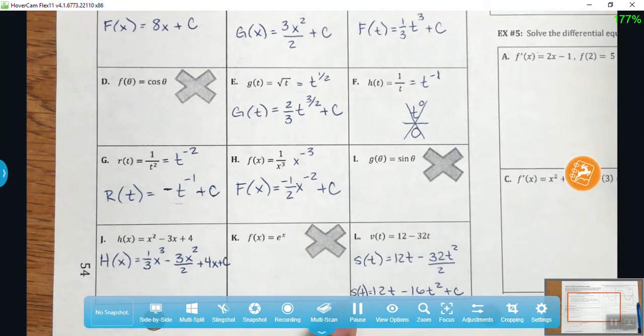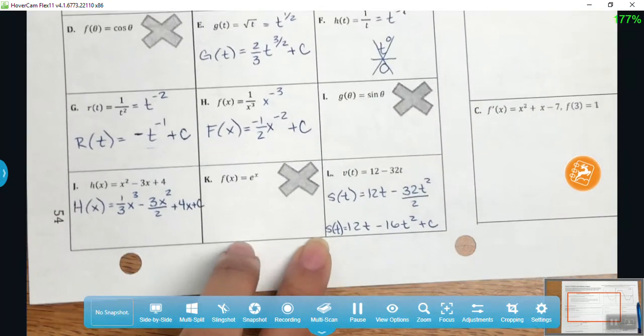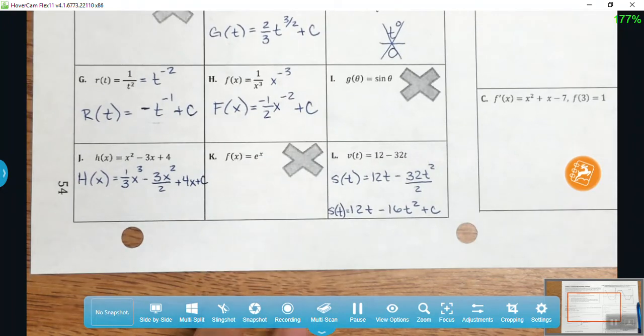I wrote S of t for this one because when you integrate velocity, you go back to position, right? But you could have written capital V if you want to. What's that? Distance? Position. Sometimes they use x as well. Integrating displacement, you're finding total distance traveled.